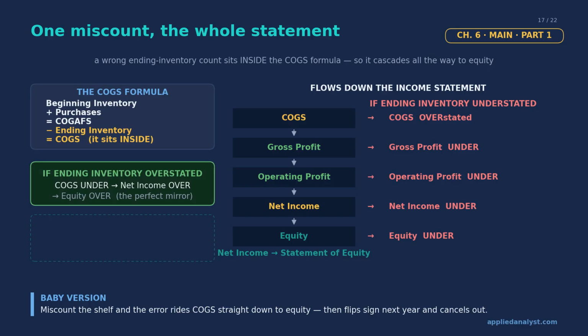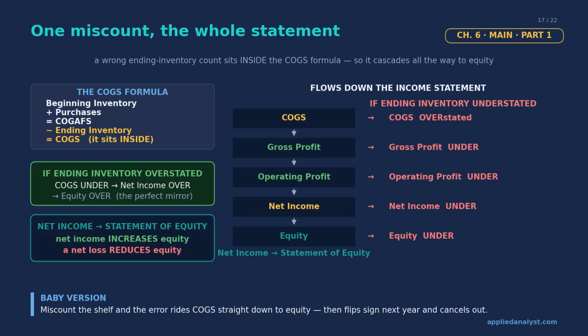And say this part out loud, because it's the piece students forget. Net income flows into the statement of equity. Net income increases equity. A net loss reduces it. So a miscount quietly moves the balance sheet too, not just the income statement.